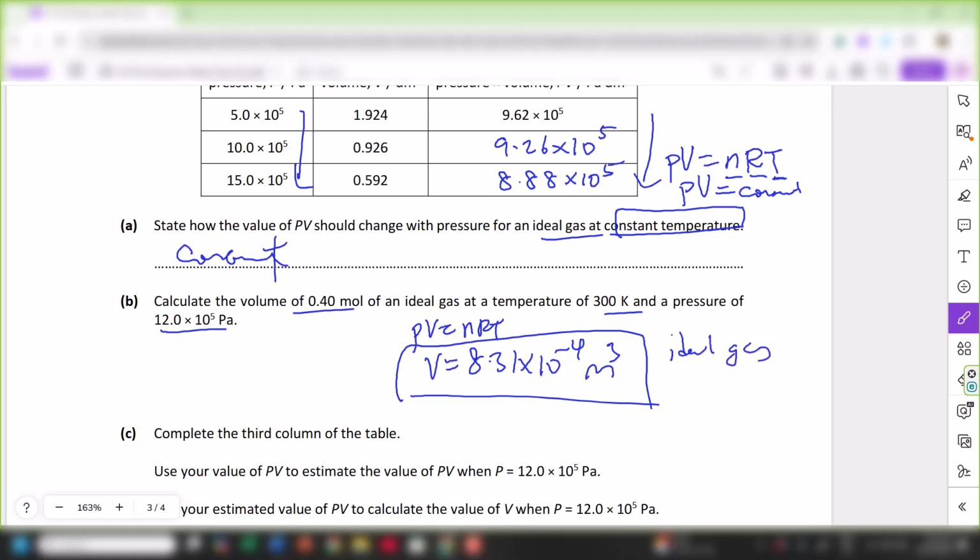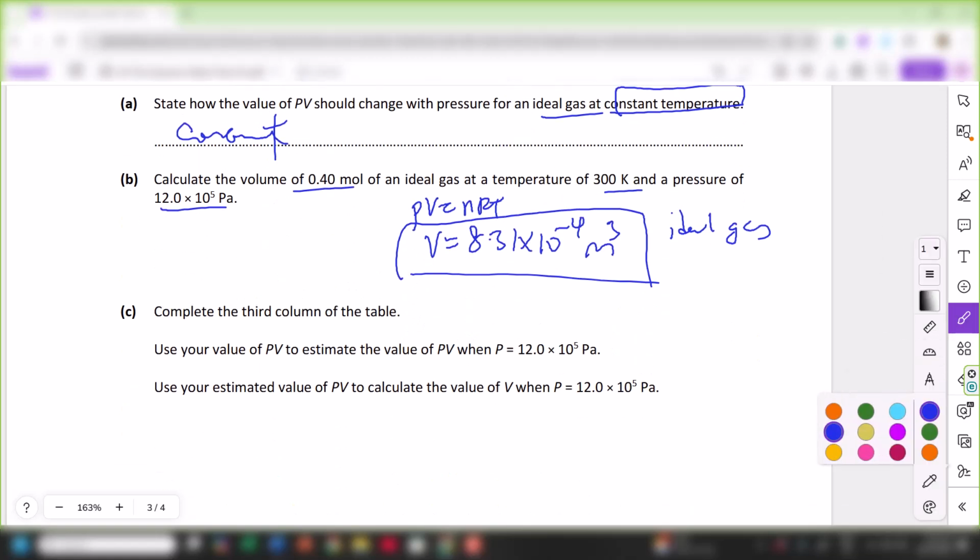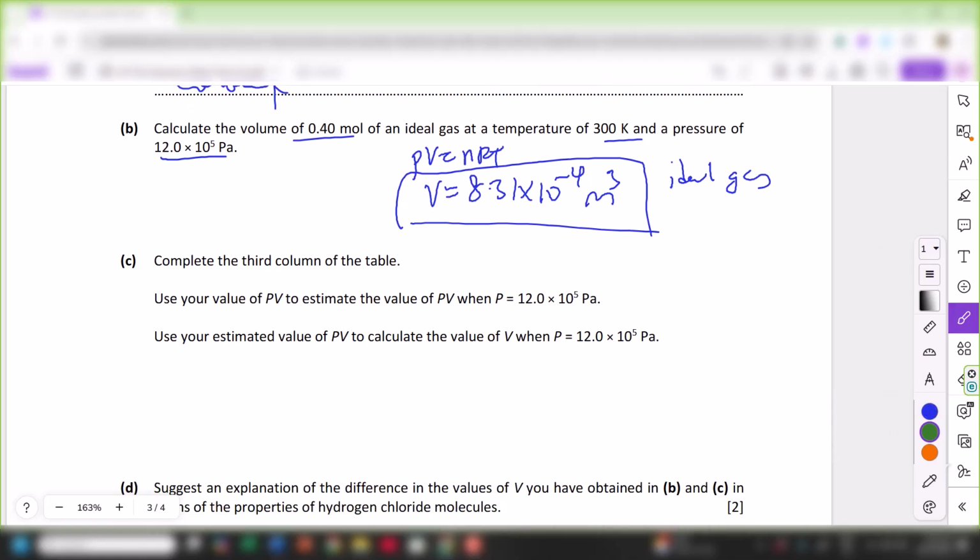If you wish to do the conversion, you can convert it to dm3. If not, you can just keep it as 8.31 times 10 to the power of minus 4. Next, complete the third column. We've done that earlier on. And then use the value of PV to estimate.